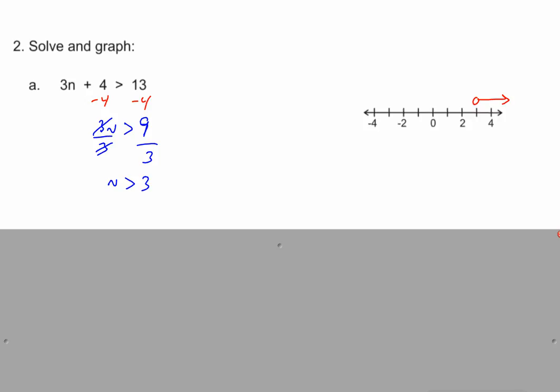Why did I put a circle over the 3? Why is there a circle over the 3, Zach? What does that mean? What do you mean? Justin?